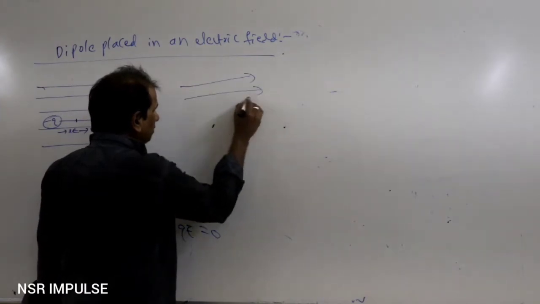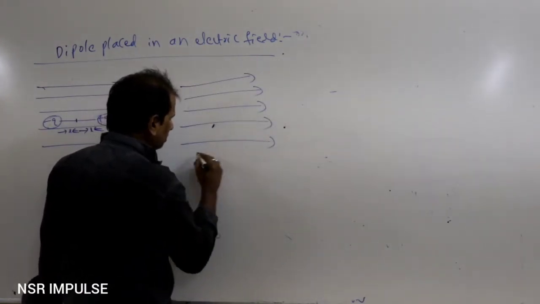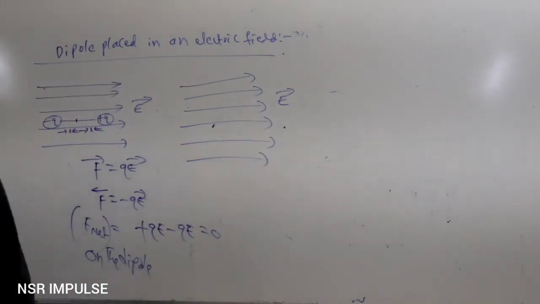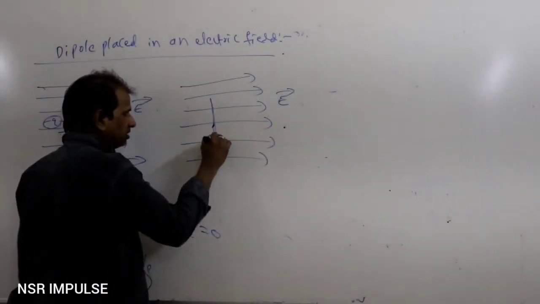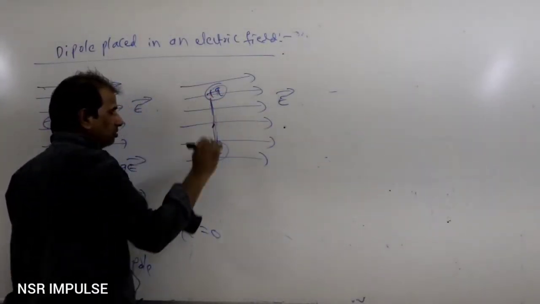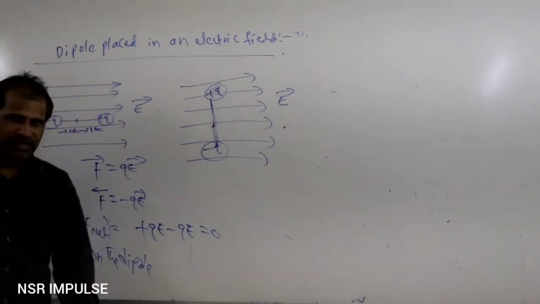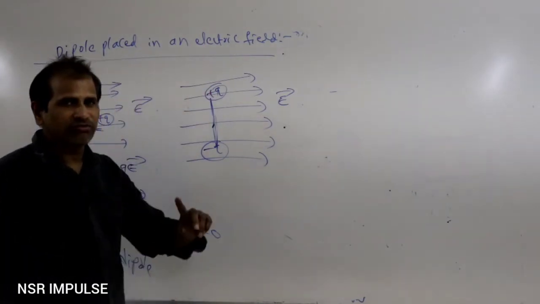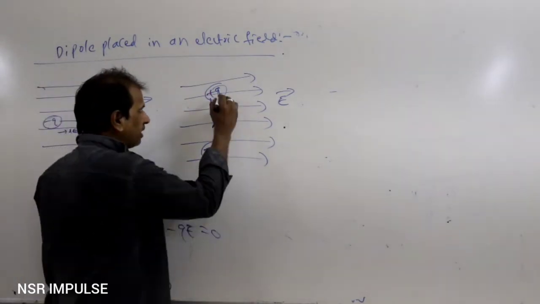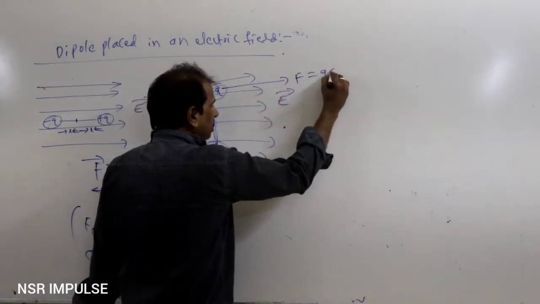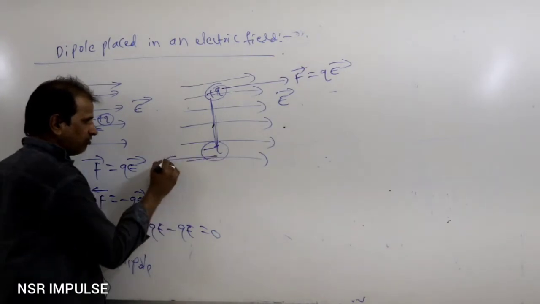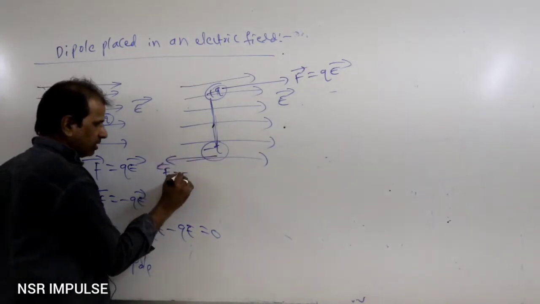Now like this we have placed another dipole in the field E bar, and this dipole is placed in this manner. This is the negative charge and this is the positive charge. So this is the positive charge in the vertical direction, means perpendicular direction. In this case, positive charge will feel the force in what direction? In the direction of electric field. Positive charge will feel the force in this direction. Negative charge will feel the force in this direction, minus QE.